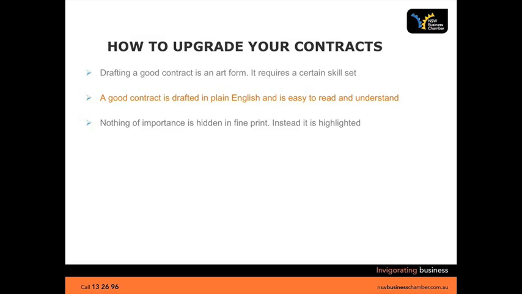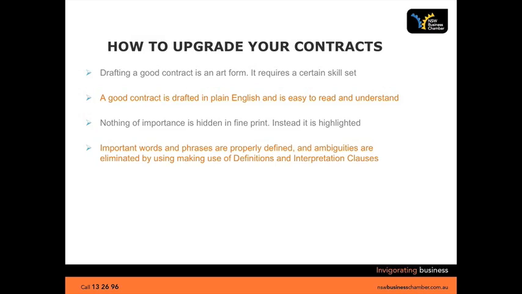Don't hide important things in fine print. You're much better off to have them highlighted so that there can be no room for misunderstandings. Important words and phrases should be properly defined in a contract, and ambiguities eliminated using special clauses in the contracts to provide specific important definitions of certain words or phrases, and interpretation clauses. People skilled in contract drafting know exactly how to do this well.